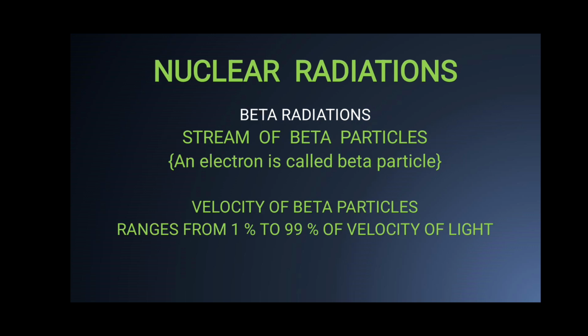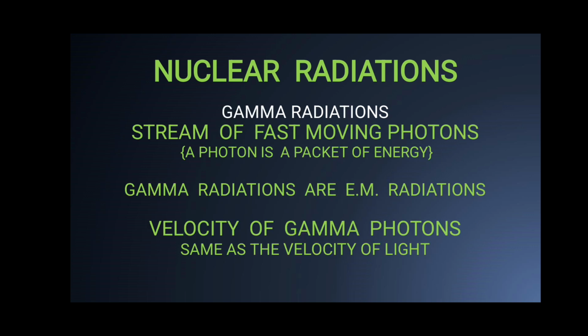A beta ray is a stream of fast moving particles known as beta particles. A beta particle is nothing but an electron. At the time of their emission from a radioactive sample, velocity of beta particles ranges from 1% to 99% of the velocity of light. A gamma ray is a stream of fast moving small packets of energy. A moving packet of energy is called a photon. Gamma rays are electromagnetic in nature. At the time of their emission from a radioactive sample, velocity of gamma photons is the same as the velocity of light.